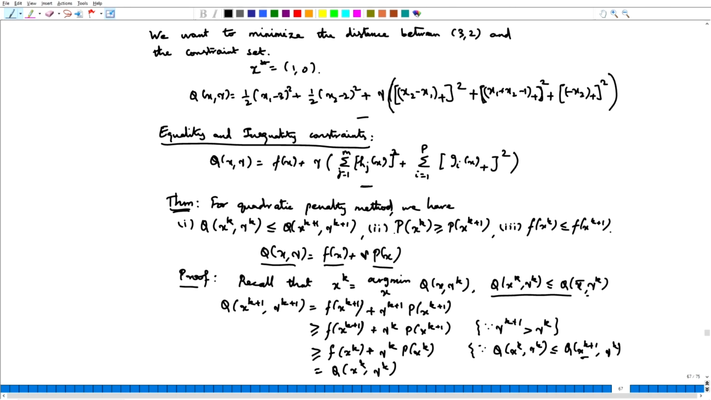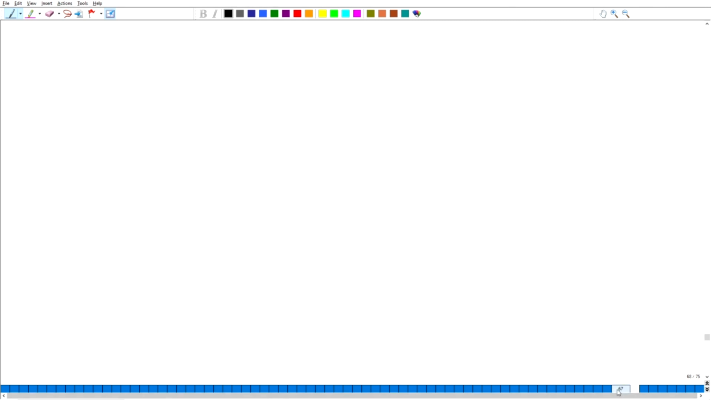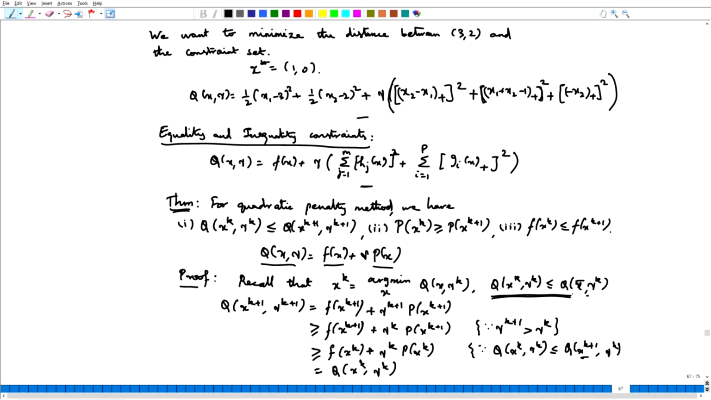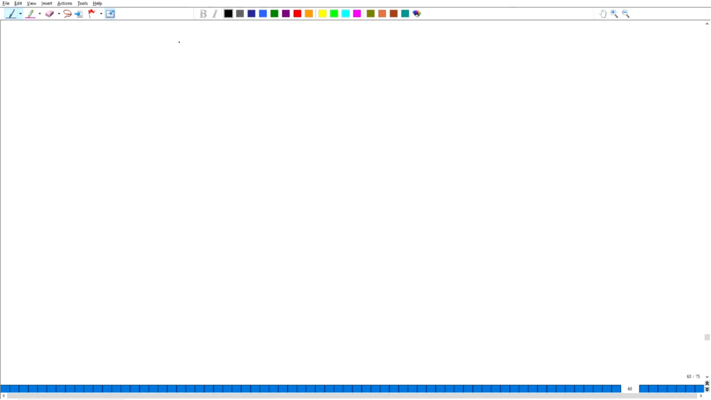And yeah, we will now prove the second result, p of x_k greater than or equal to p of x_{k+1}. So, if we use this equation for x_k, we will have f of x_k plus gamma_k p of x_k is less than or equal to f of x_{k+1} plus gamma_k p of x_{k+1}. Because this equation is minimized at x_k, right.